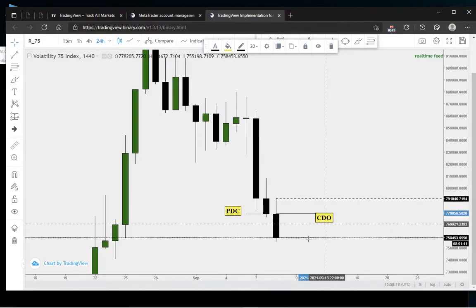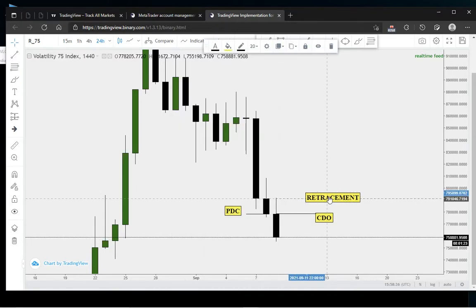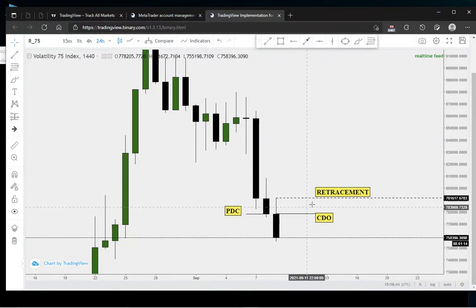So now let me put my retracement here. This point is my retracement. I have to wait and see how far the market is going to retrace. But since we don't know how far the market is going to retrace, we are not going to enter from the retracement point.